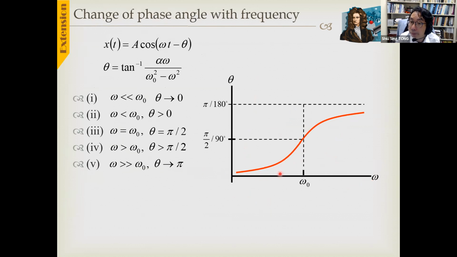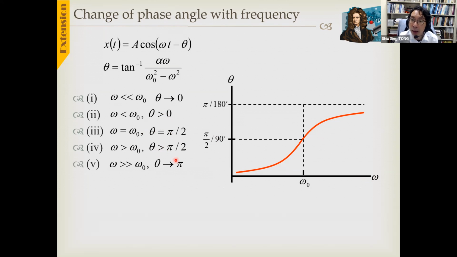So this is a variation of the angle theta with omega. When omega is smaller than omega naught, then the angle is below pi over 2 or 90 degrees. If omega is larger than omega naught, then the angle is between pi over 2 and pi. So this is the summary.